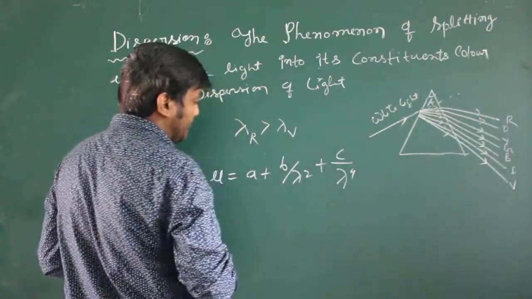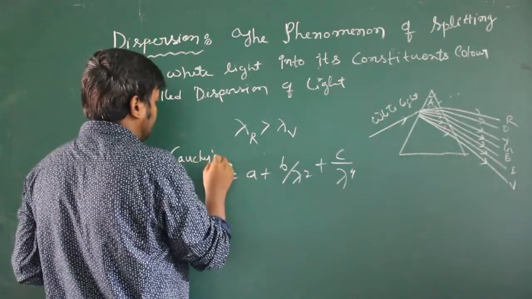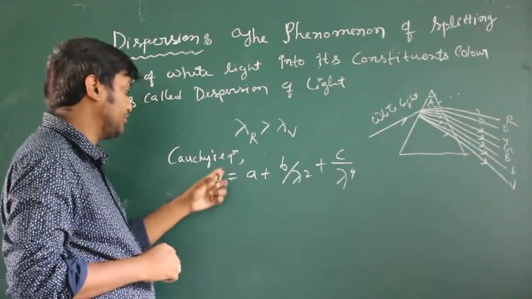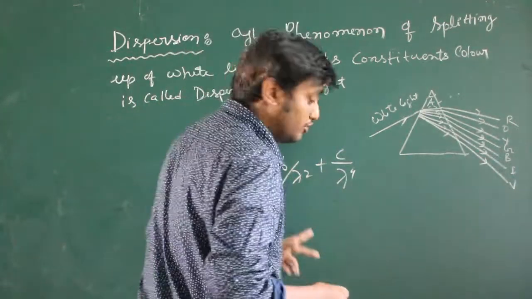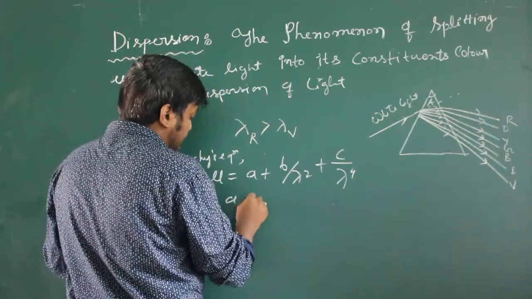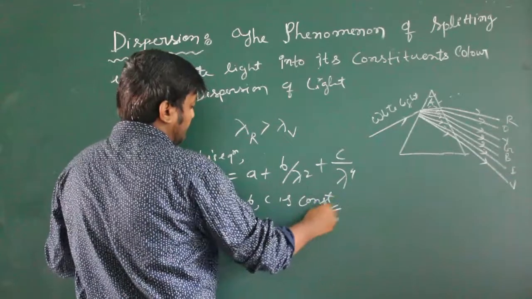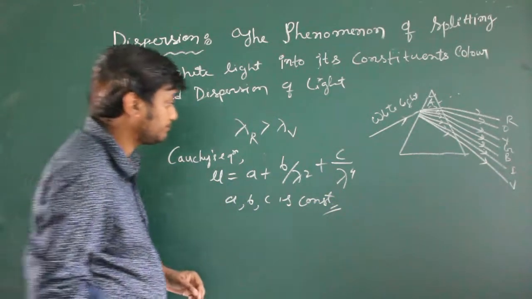A plus B by lambda square. This is Cauchy's equation. Mu equals A plus B by lambda square plus C by lambda to the power 4. What are A, B, C? A, B, C are constants. Okay. Now you see.